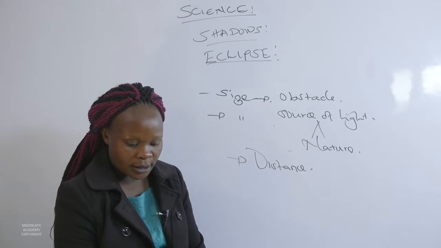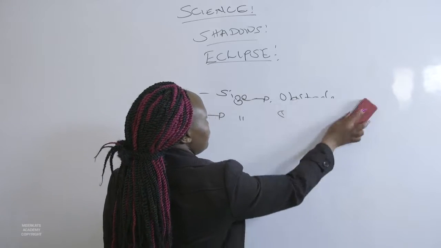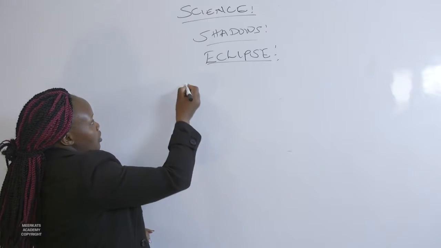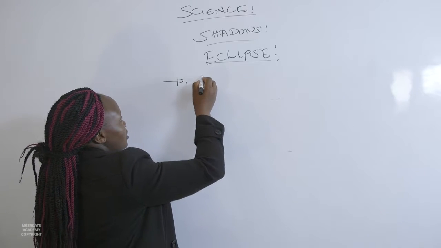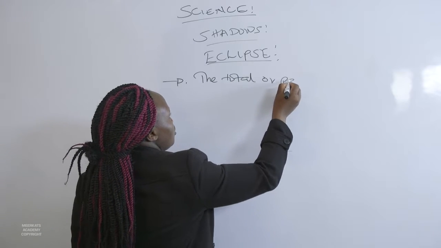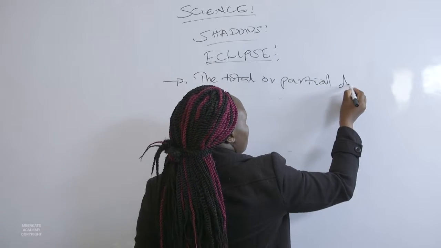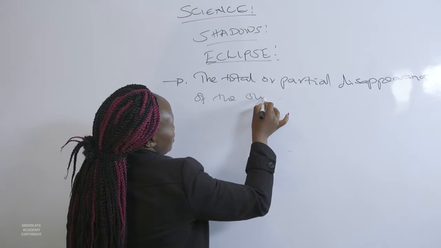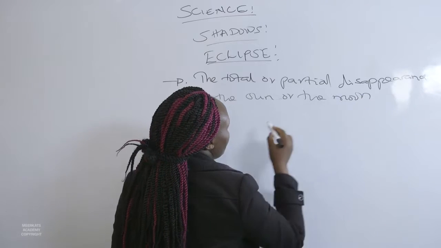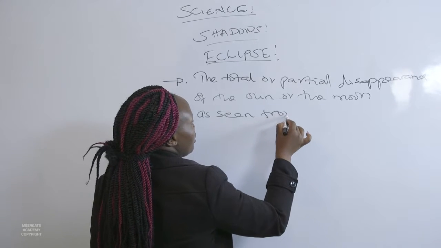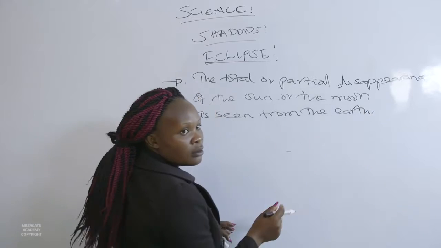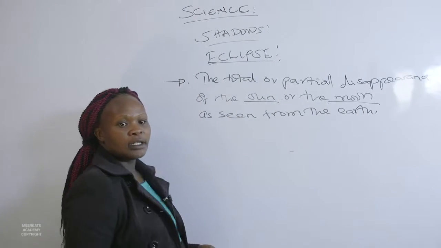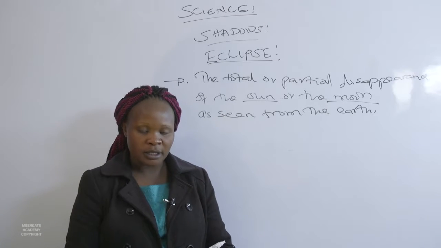Now, we want to look at eclipse as one of the natural shadows that occurs within the solar system. We are going to define eclipse as the total or partial disappearance of the sun or the moon as seen from the earth. It is the total or partial disappearance of either the sun or the moon, as seen from the surface of the earth.